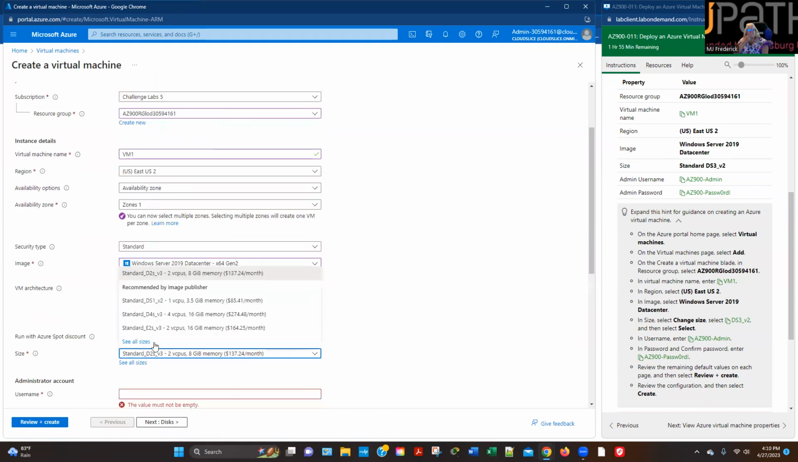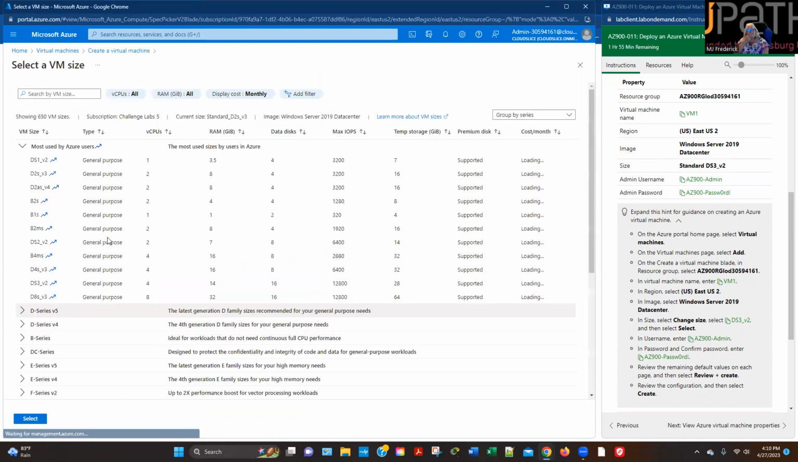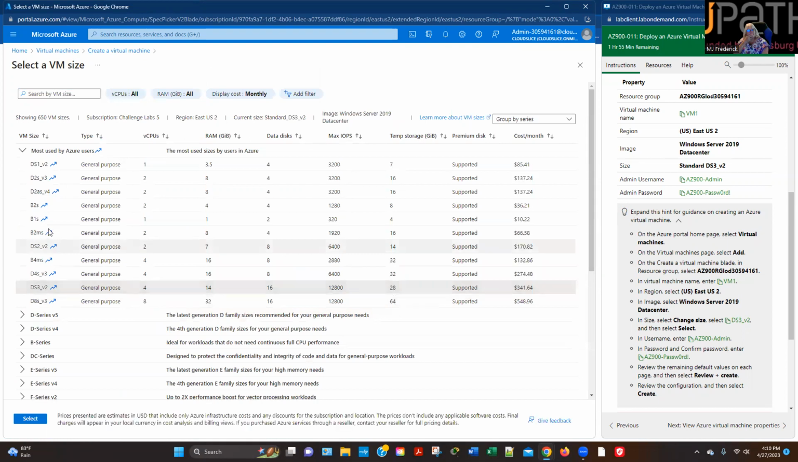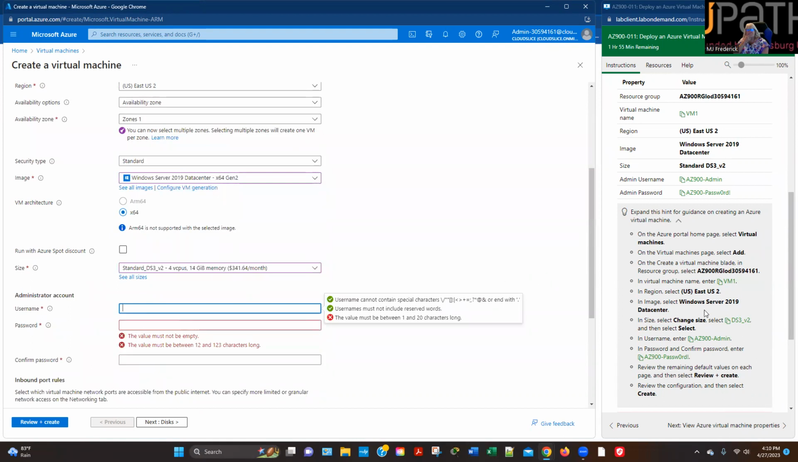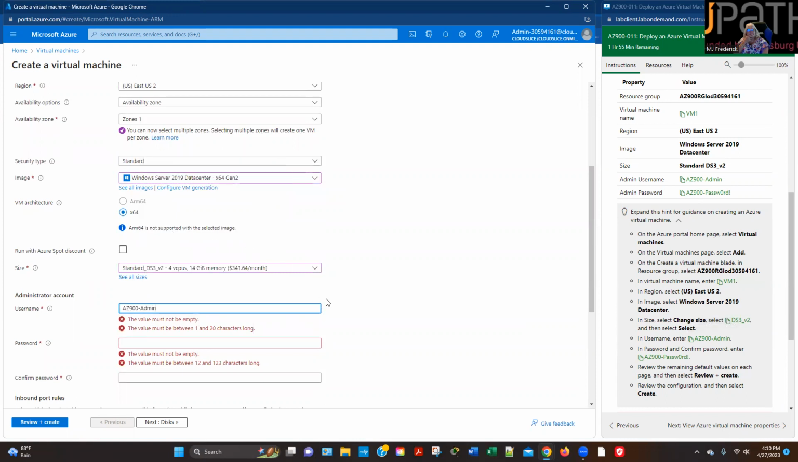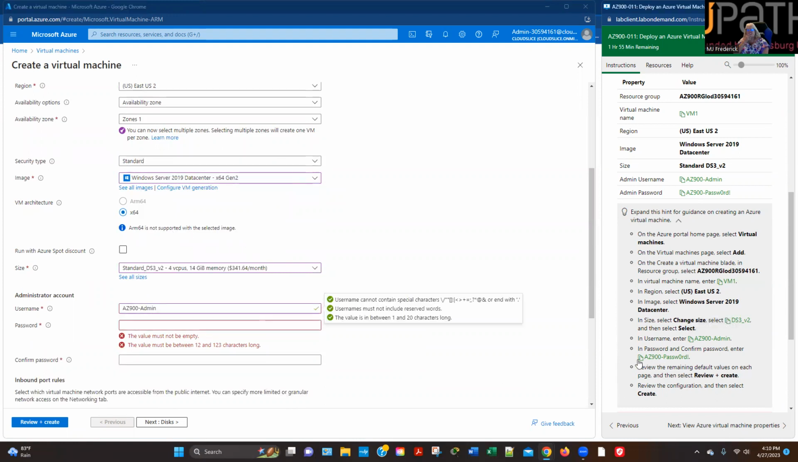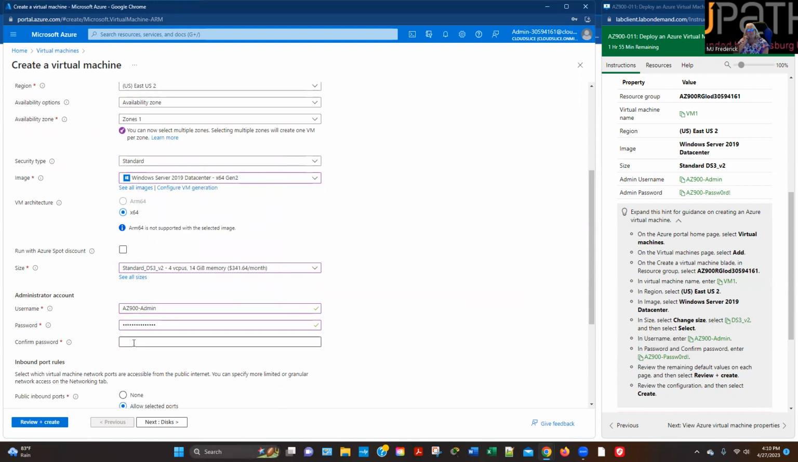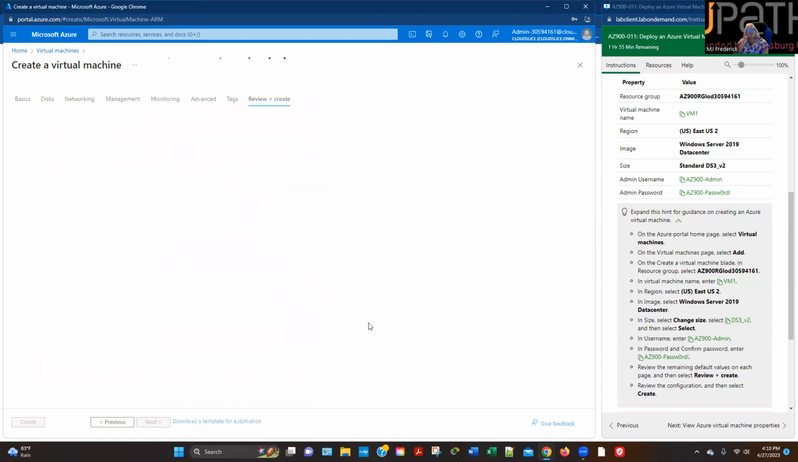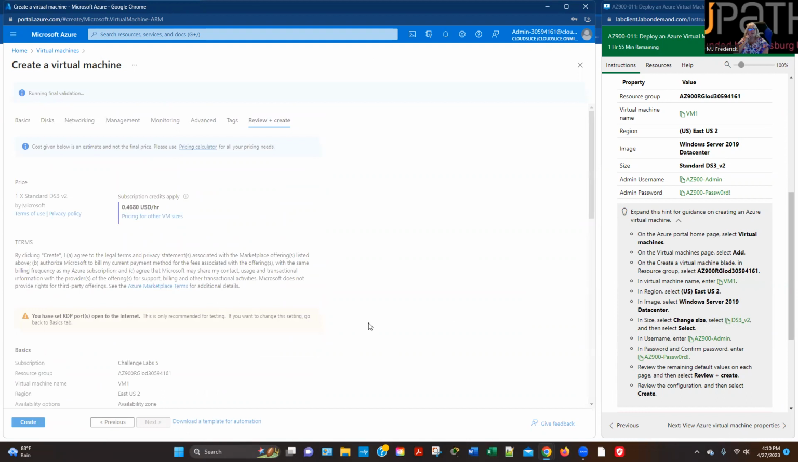DS3, version 2, select. The username, and then the password. And we'll have to put it in twice. Okay, I think I got it all in. Review and create. There we go. Sorry about that. So review and create.